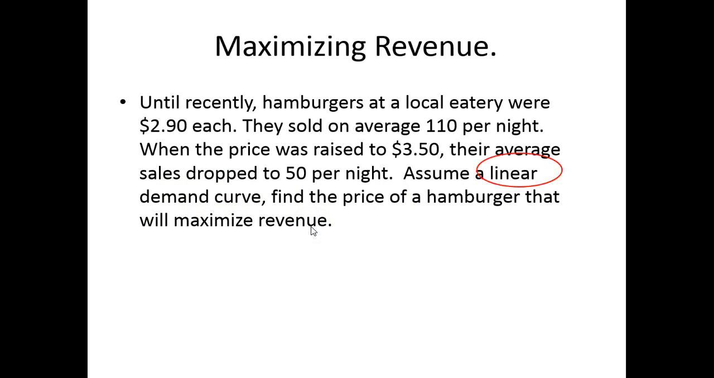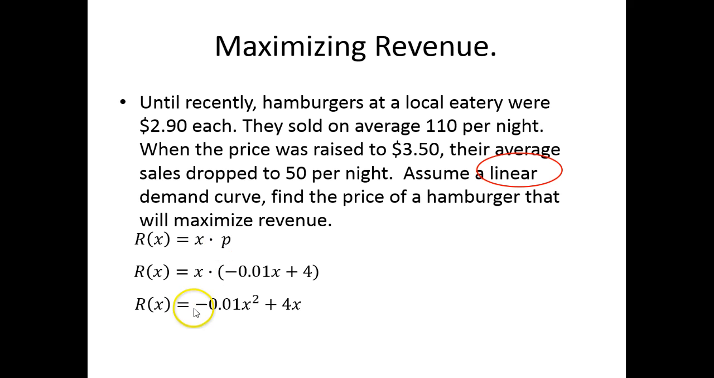Well, again, a linear demand curve. We already calculated that on the previous slide. Go back earlier in the lecture. We found it was negative 0.01x plus 4. So that is our demand curve. Our revenue is x times P. And if we plug in for P and x, we get negative 0.01x squared plus 4x. And I want to maximize this revenue.